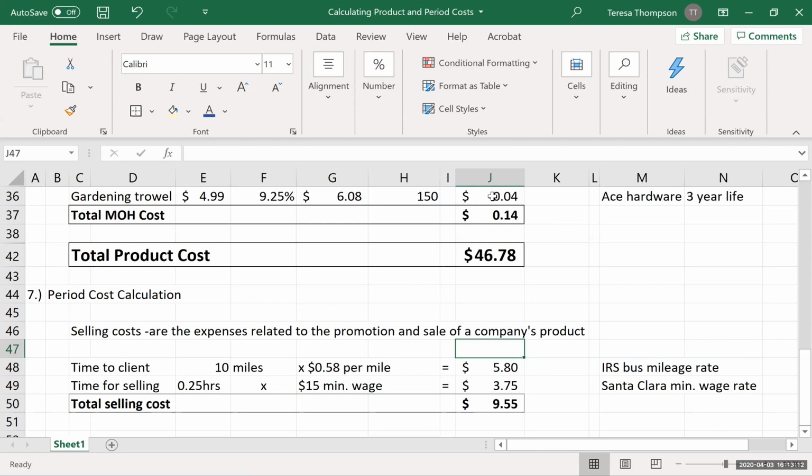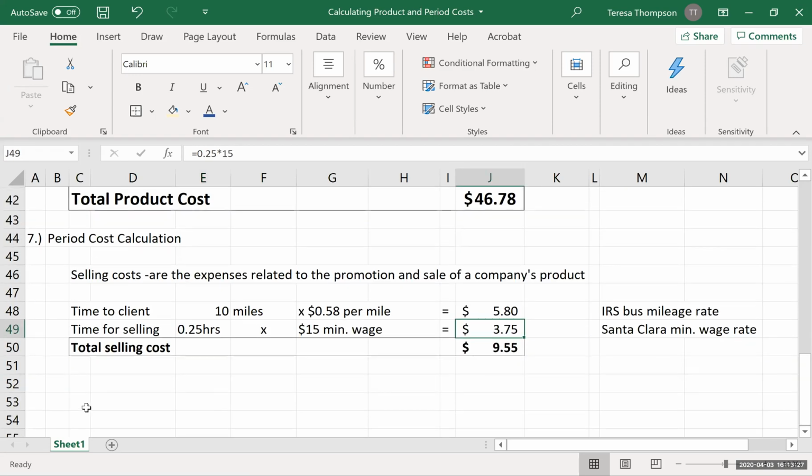So this is another reason why it is local places only. And so then that time reflects my conversation time with them, also my travel time walking down the street. Alrighty, so there's my selling costs.